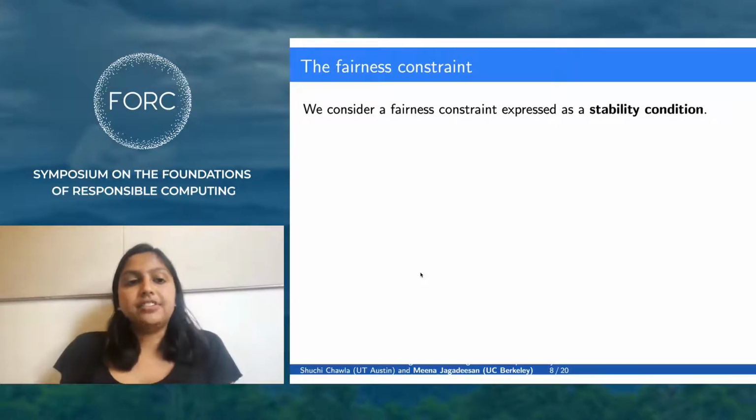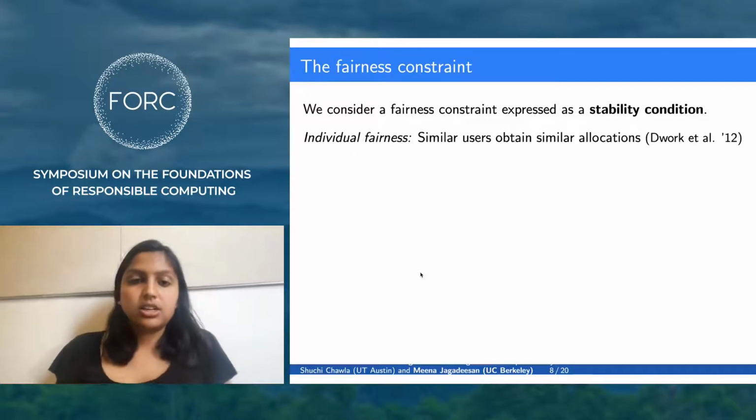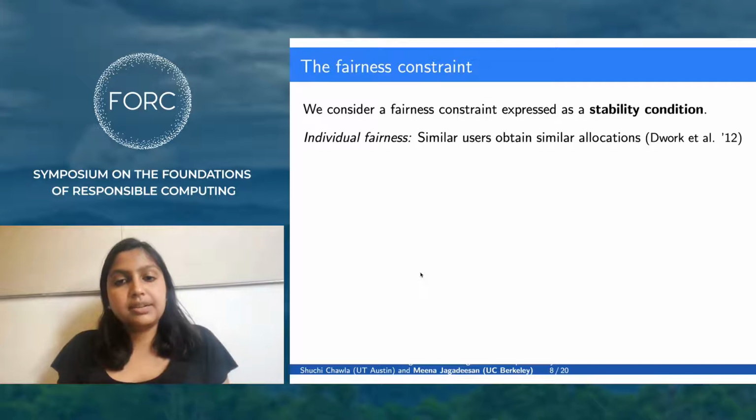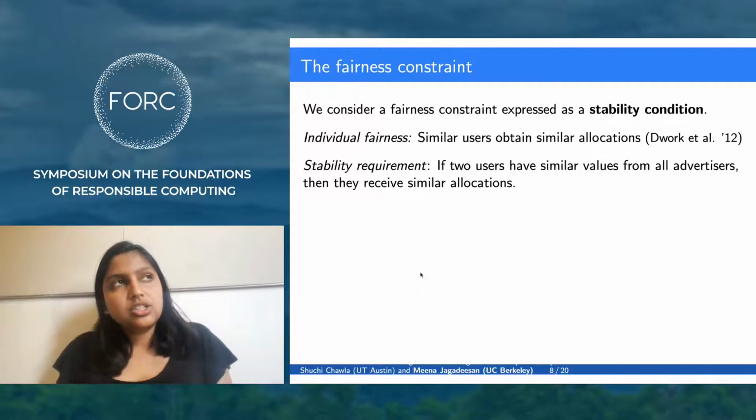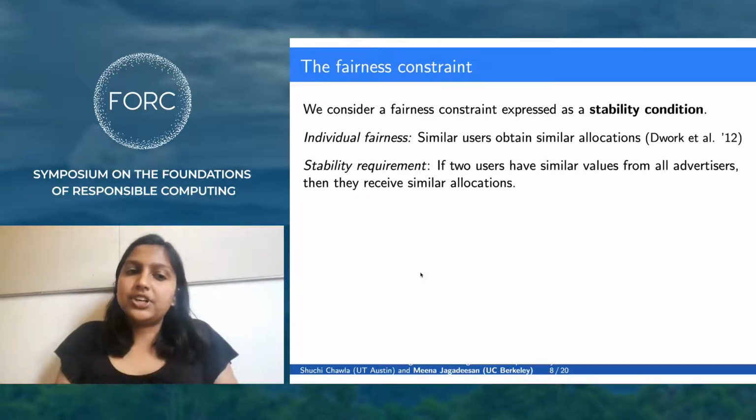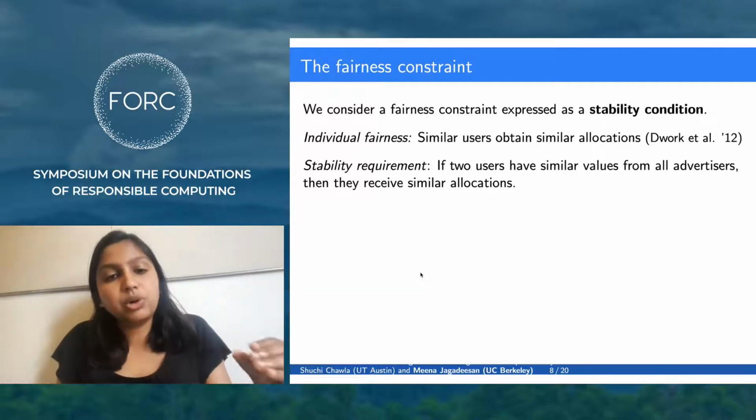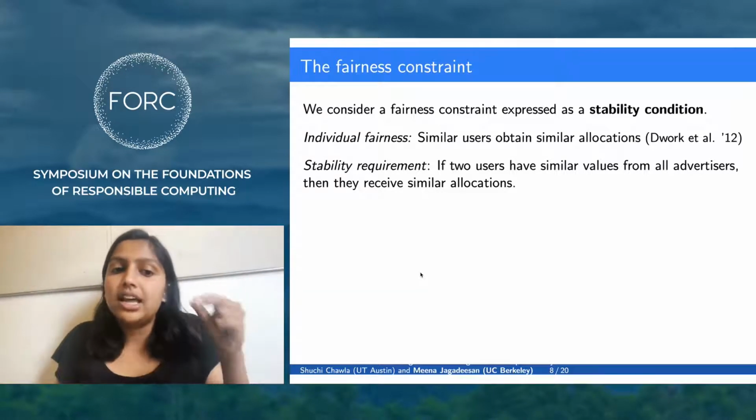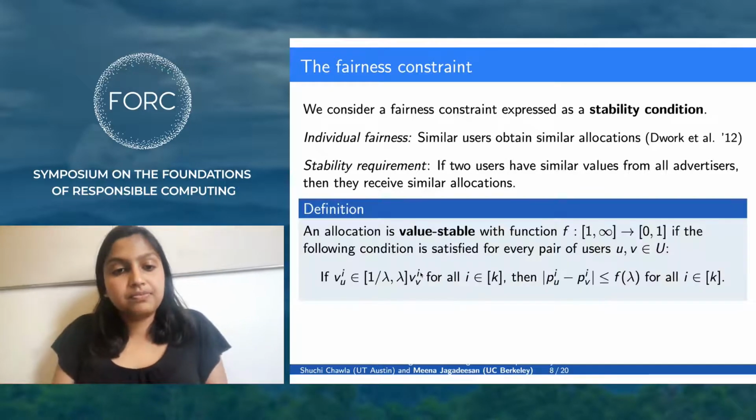Okay, so how do we define fairness in this work? Well, we consider a fairness constraint expressed as a stability condition. Our starting point is individual fairness. Similar users must obtain similar allocations. Since we're focusing on eliminating the unfairness introduced by the platform's allocation algorithm, we formalize fairness as a stability requirement. If two users have similar values from all advertisers, then they must receive similar allocation. This stability requirement hones in on the unfairness introduced by the allocation rule rather than by the advertisers.